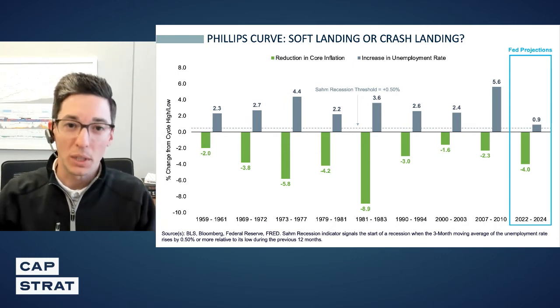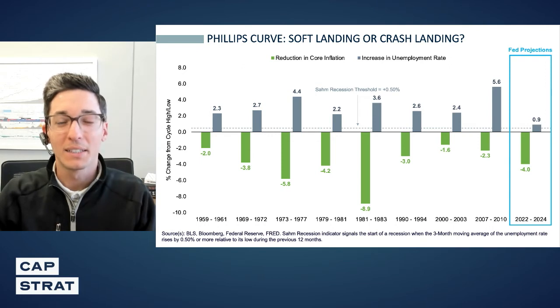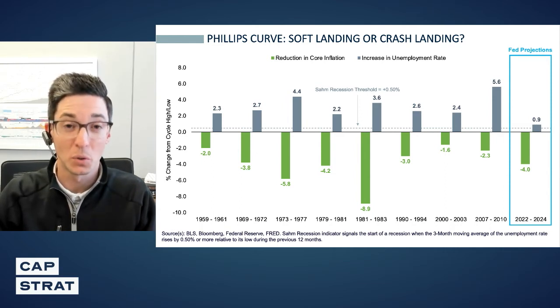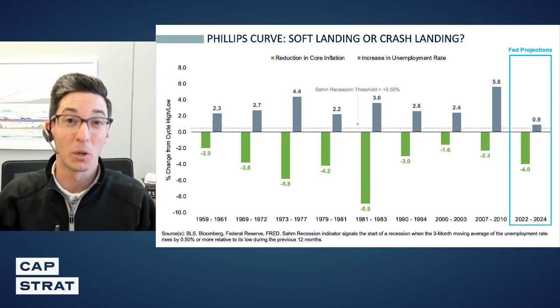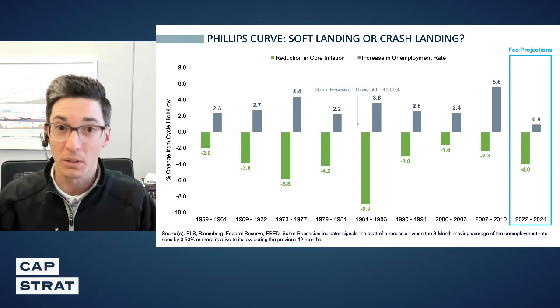That does not seem reasonable. That seems like a very low probability event, a very optimistic forecast. If you're going to decrease inflation by 2 to 4%, historically, that means you're going to increase unemployment by over 2%, and that's going to tip the economy into recession. So that's one way of looking at it.